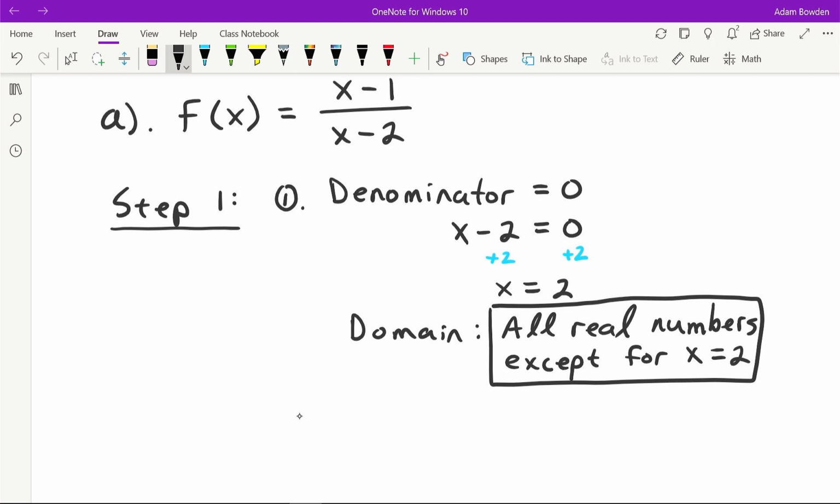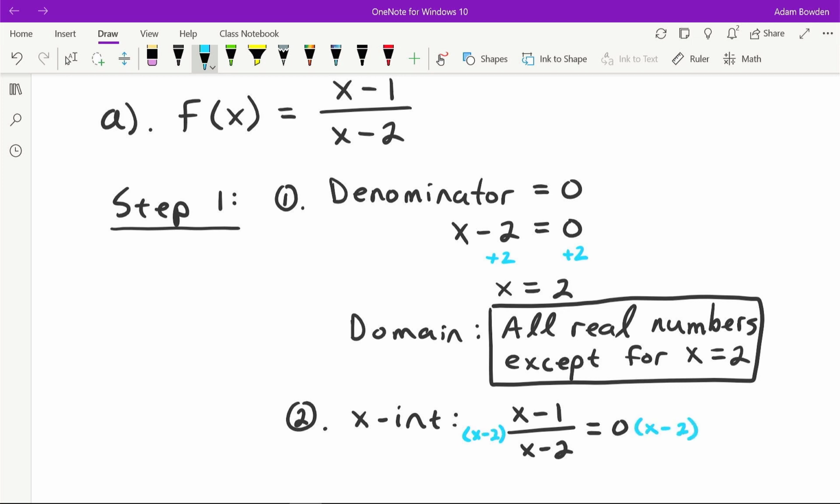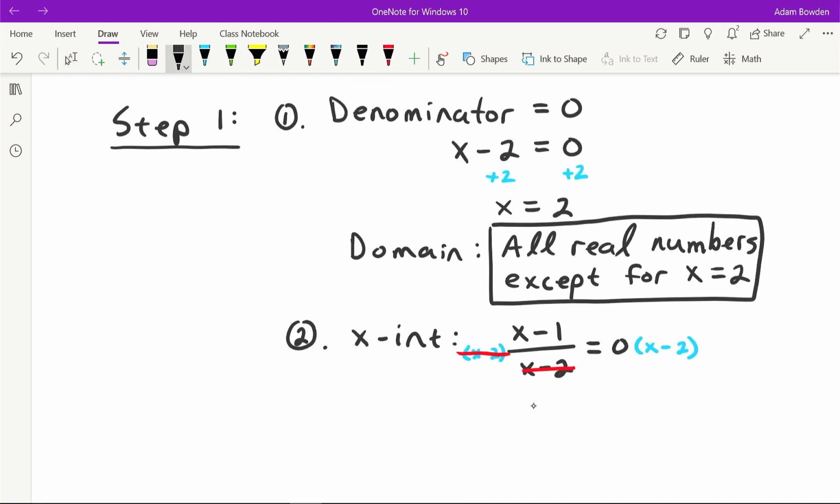The second thing we're going to do is find the intercepts, starting with the x-intercept. To find the x-intercept, we set the whole function equal to 0 and solve, which in a case like this where we have a denominator would involve technically multiplying both sides by the denominator x minus 2 so that we can cross it out here. That really just will leave us the numerator x minus 1 set equal to 0, which solving would give us x is equal to positive 1 as our x-intercept, or that would be the coordinates (1, 0).